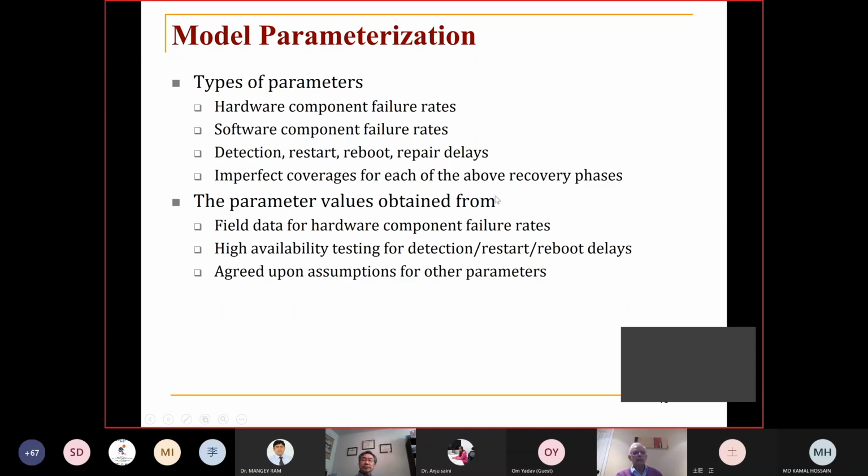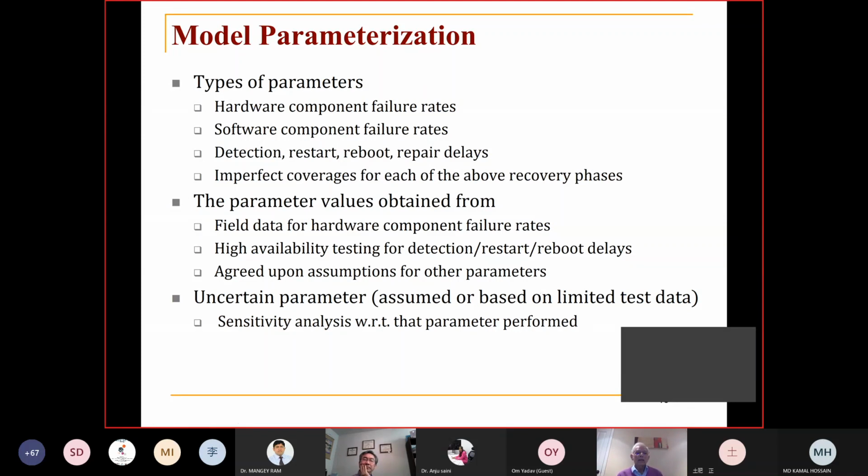So these parameters, as I said, can be obtained by hardware component failure rates based on field data. They always have some numbers, and detection, restart, reboot delay, etc. can be obtained from testing. And for imperfect coverage, agreed upon assumption and variation of the parameters. And software component, this was the most critical. We assumed something based on what I felt was right. So for uncertain parameters, such as what I described above, sensitivity analysis is to be carried out with respect to those parameters.